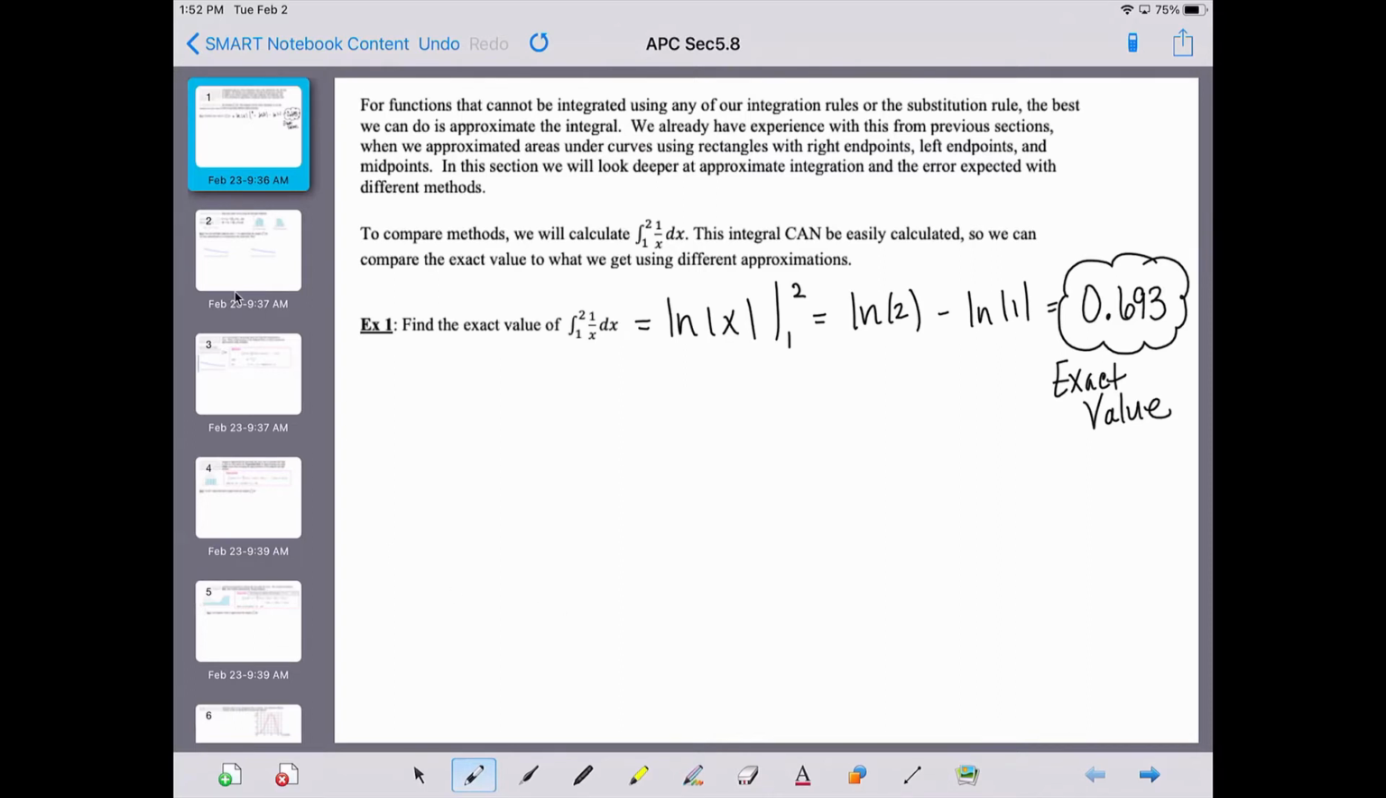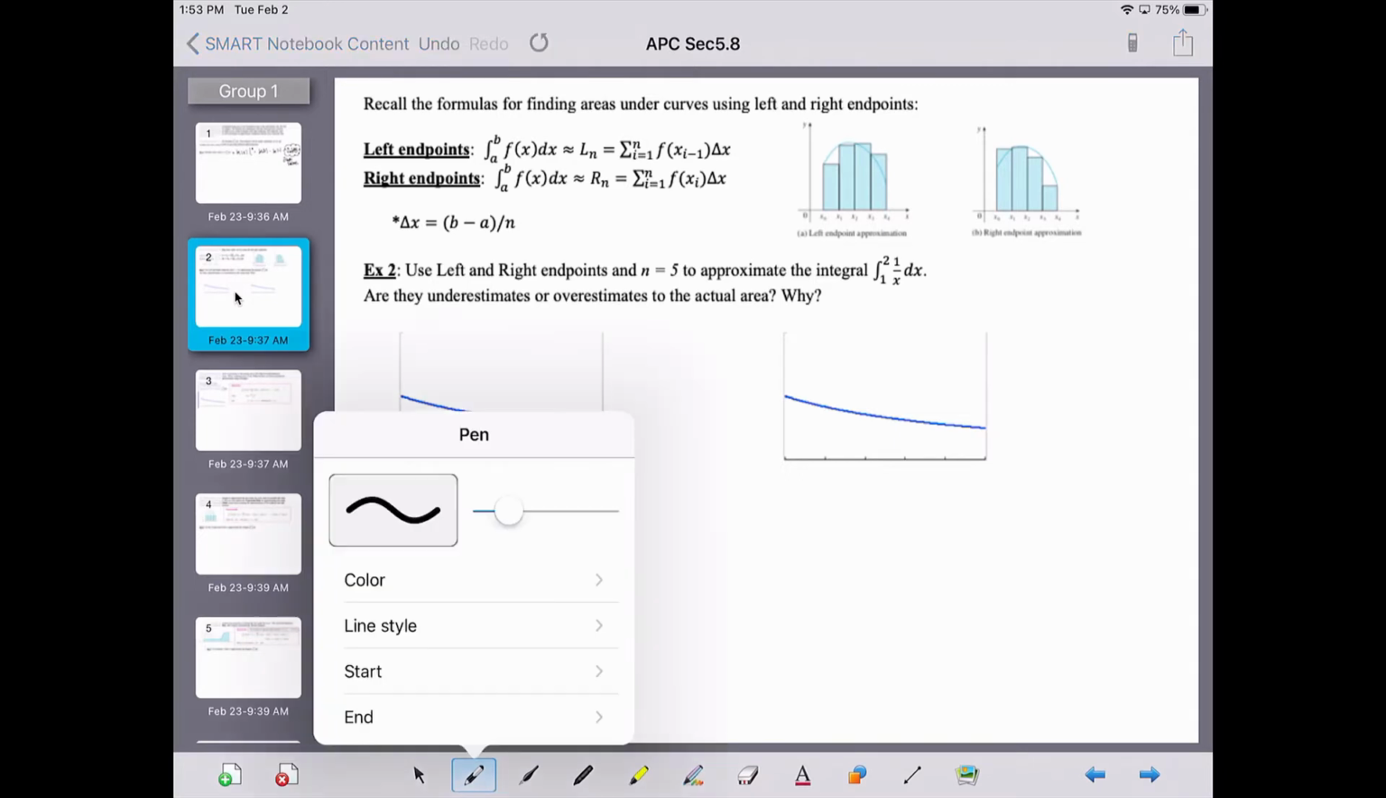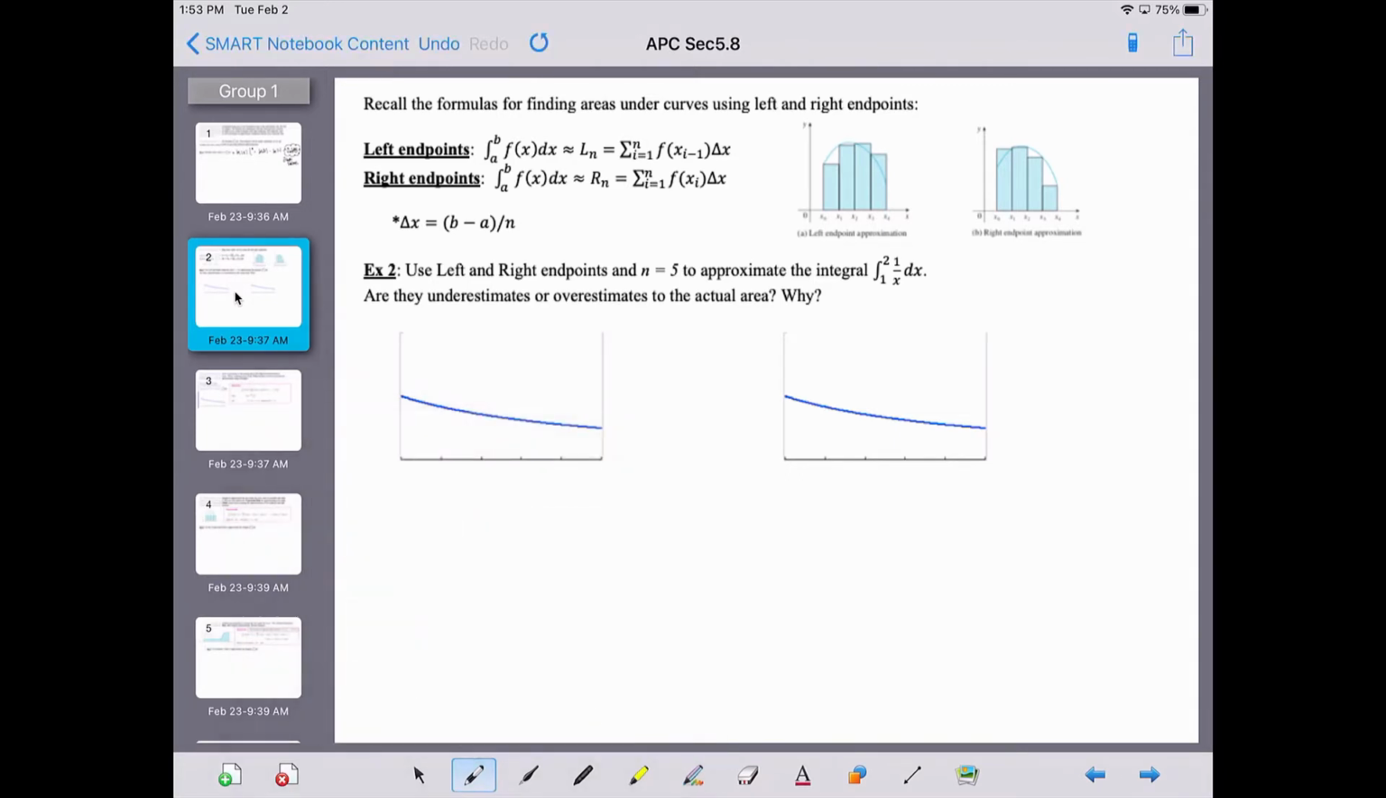All right, so we are going to start with some processes that we are already familiar with, our left endpoint rectangles and our right endpoint rectangles. So example 2 says use left and right endpoints and n equals 5 to approximate the integral from 1 to 2 of 1 over x dx, and then tell if they are underestimates or overestimates of the actual area and why. All right, so first of all, let's find our delta x. We know that our delta x is based on our limits of integration, the distance between them divided by 5, right?